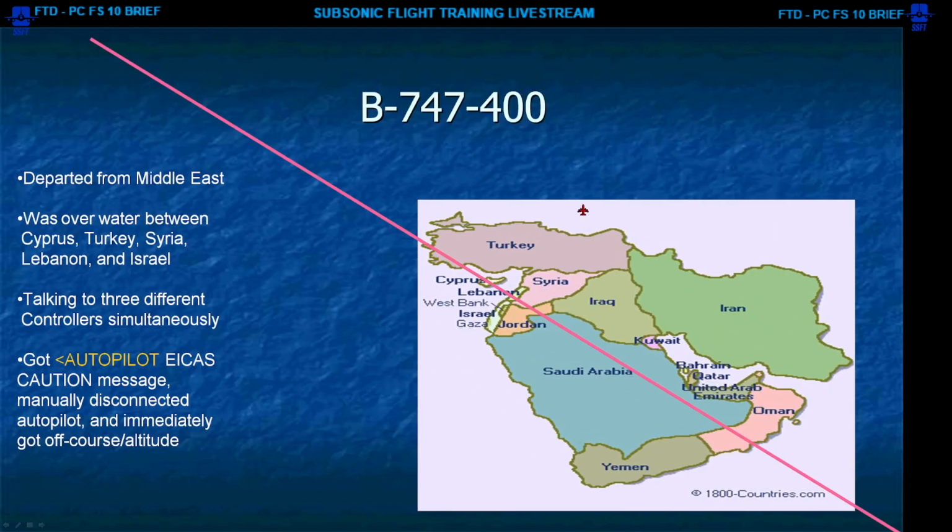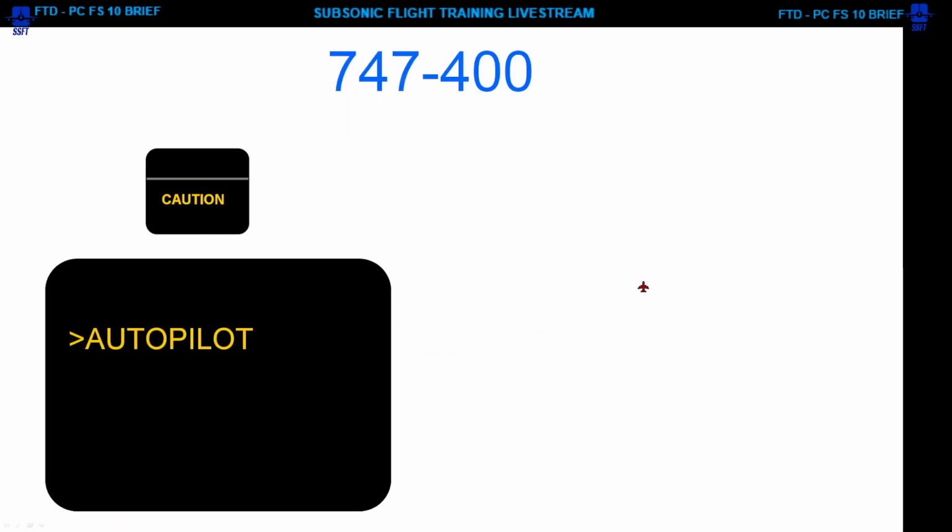This kind of shows where they were. I think they were over the water somewhere in this area, maybe. Yeah, somewhere in here. So here's what they got. They got the master caution. They got the autopilot degraded message. They got a caret indicating that there's no procedural steps for that.